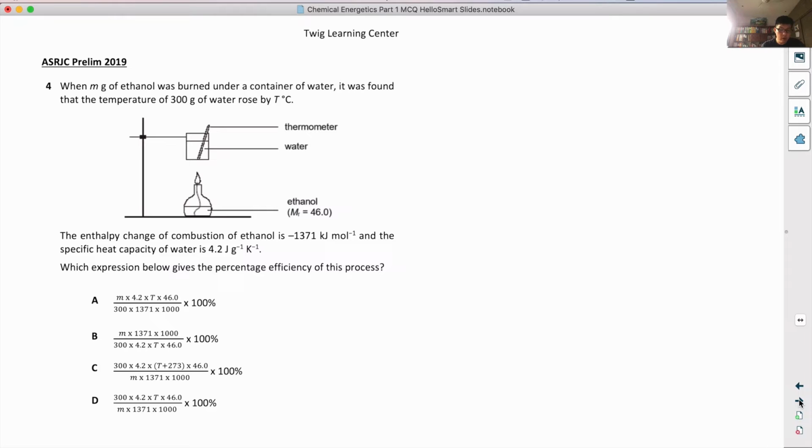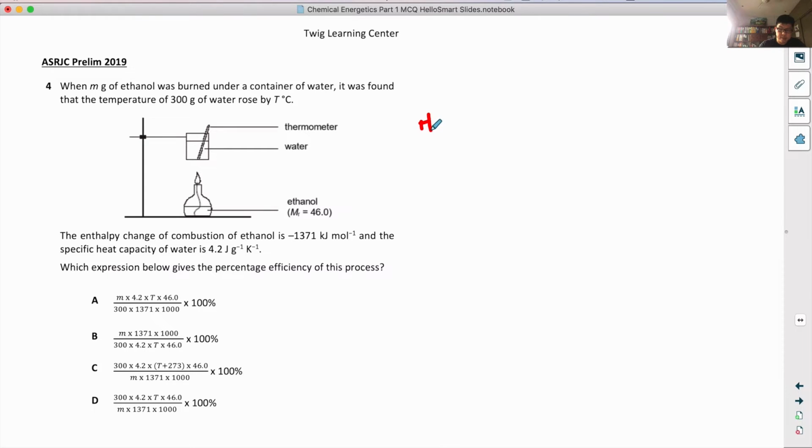Question number 4. When m grams of ethanol was burned under a container, it was found that 300 grams of water rose by T degrees Celsius. This is quite similar to that previous question. They gave you the enthalpy change of ethanol and the specific heat capacity of water as 4.2. They ask you what's the percentage efficiency of this process.